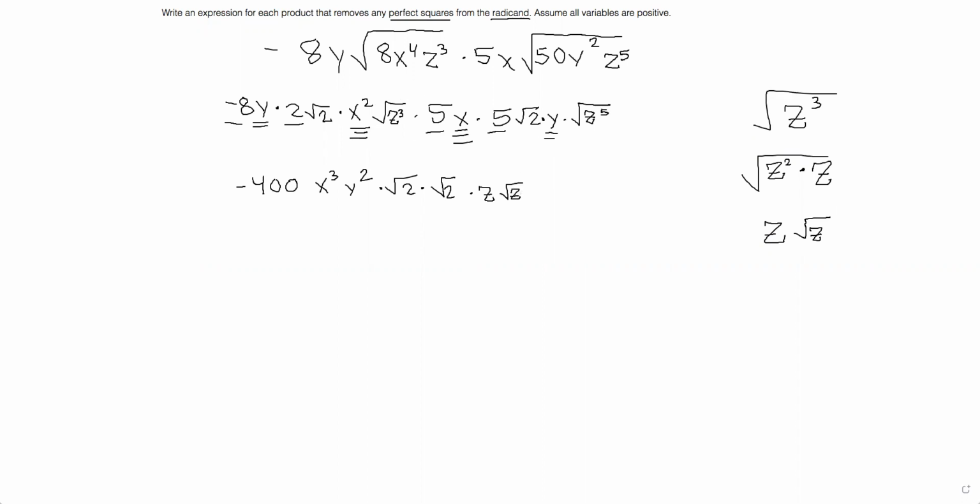And then we're going to do something similar with x. We have x to the 5th power. And this one does contain a perfect square as well. So I'm going to write this as x to the 4th power times x. And then when we take the square root of x to the 4th, we get x squared. And then we have that times x under its very own radical. So this is equivalent to x to the 2nd power times square root of x.